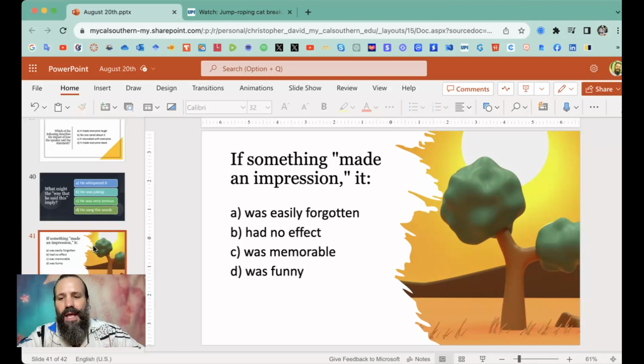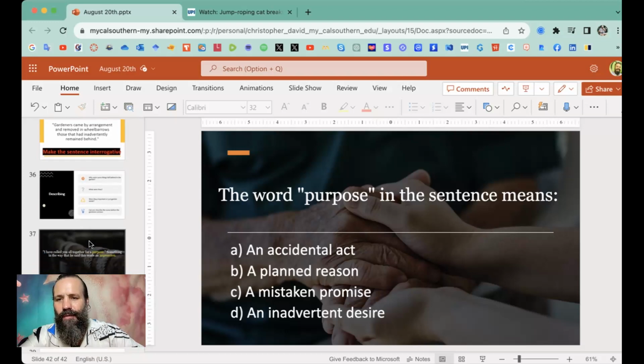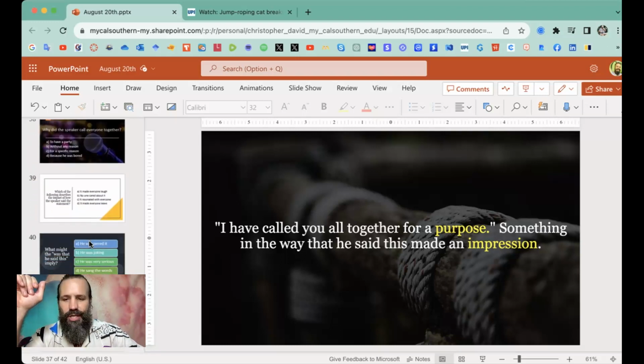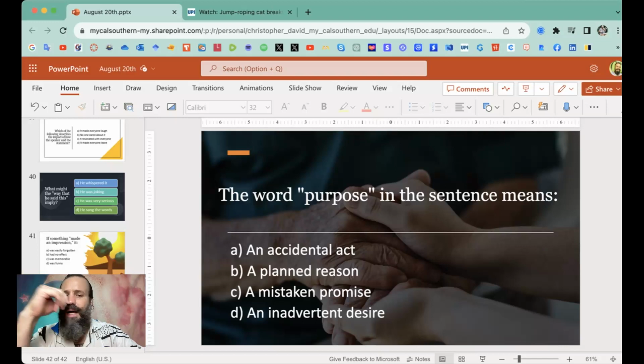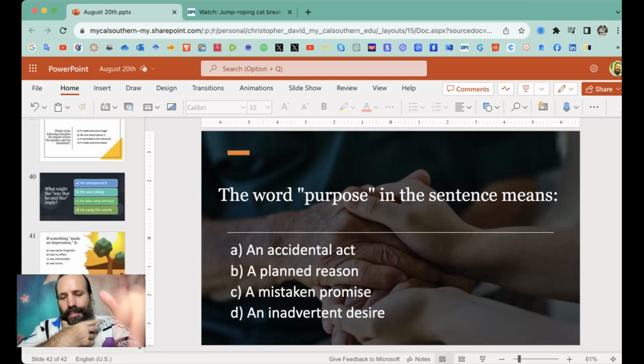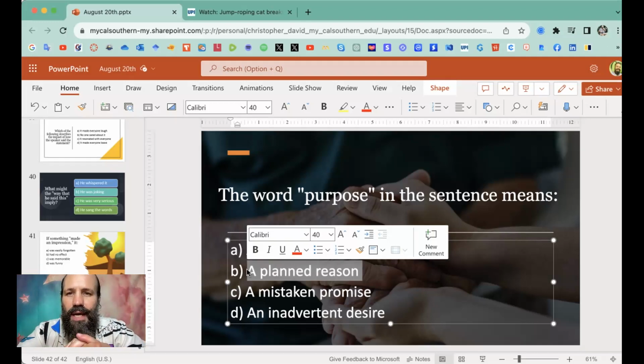Or memorable. And finally, the last question, the word purpose in the sentence. Again, we can go back to the original sentence if you forget what it was. "I've called you all together for a purpose." Something in the way that he said this made an impression. And again, by now, we've already come across on purpose, deliberate. It was pretty clear, pretty easy. But throwing in some of those words, mistaken, inadvertent, again, definitely the answer is a planned reason. So there's your English lesson for the week.